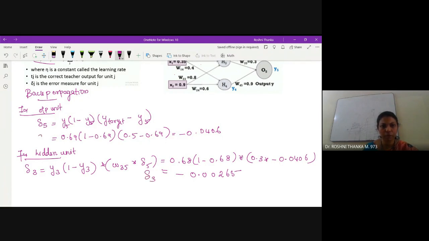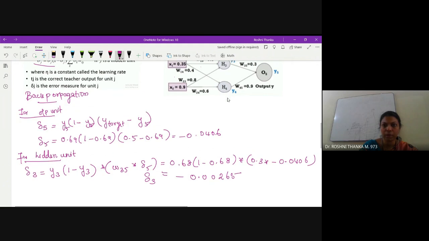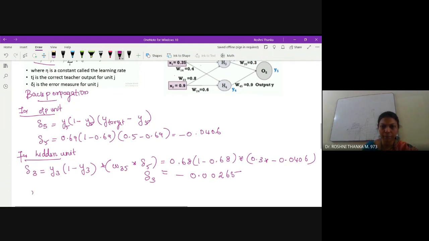So this is the error, delta 3. Here we found it using delta 5. What is the next error we want to find? We found the error for this node, we found the error for this node. Now we want to find the error for this node. I hope now you can write it. For that we will represent it as delta 4. For delta 4, the output which we got is y4. So we'll write y4 into (1 minus y4) into, for this node we have to take this weight, right? So I have to say w45 into the error which we got for this, same thing.